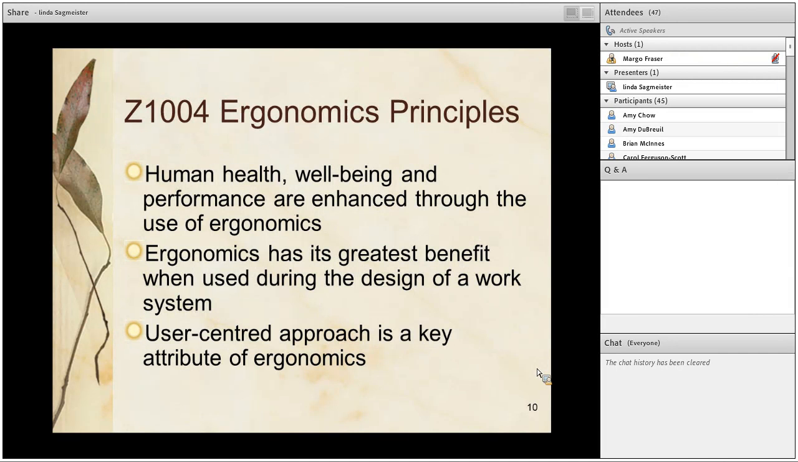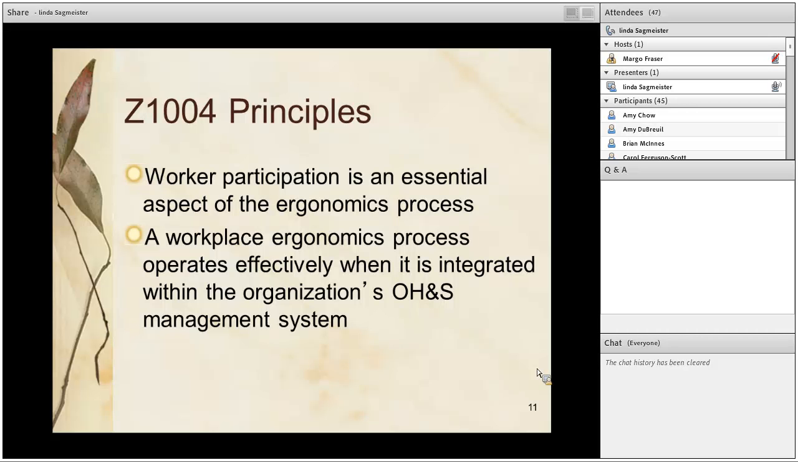And the principles that we used, which were intended for the reader to sort of situate themselves and understand where we're coming from with ergonomics, if they weren't already used to it and didn't already know what it was. These are the principles that we went with, and they were principles that were also in the ISO ergonomics and human factors standards, so that you can see here what they are. We're talking about well-being and performance being enhanced through ergonomics, and that it has its greatest benefit during design of a work system. And it also emphasizes the need and importance for user-centered approach. And last but not least, we have the worker participation being an essential aspect in ergonomics processes.